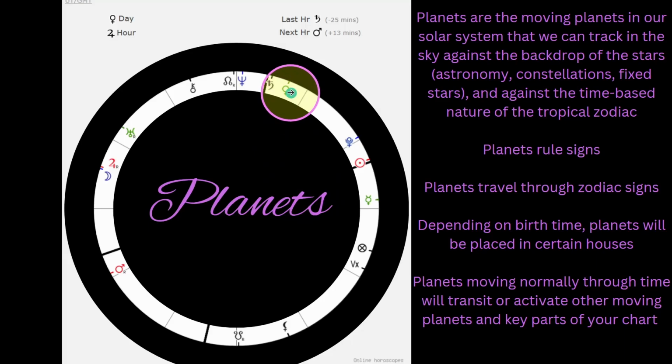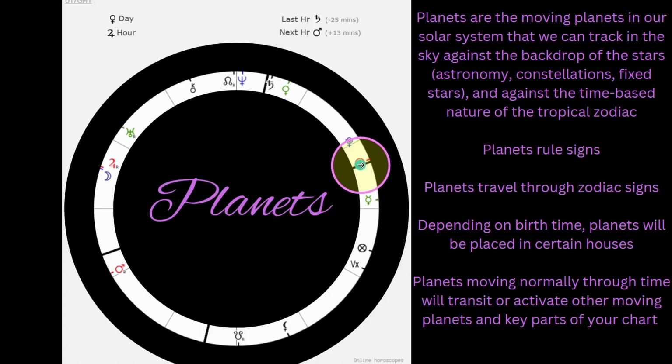And then we look at the planets. So the planets are going to be all these little glyphs that are going to look in a different position in every chart you look at. And these are the moving planets within our solar system. So we can track these planets moving against the backdrop of the constellations of the stars, as opposed to actually looking at the fixed star constellations, right? Planets rule signs. Planets travel through signs, and depending on when you were born, planets will be placed in certain houses.